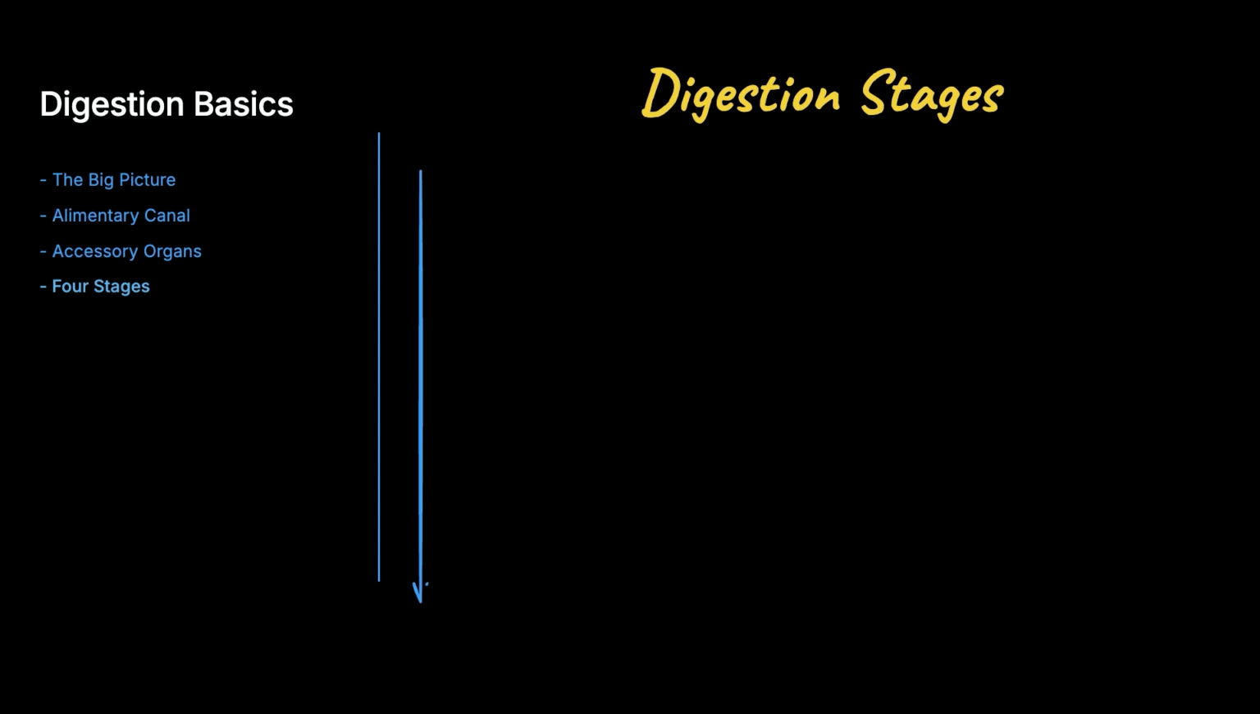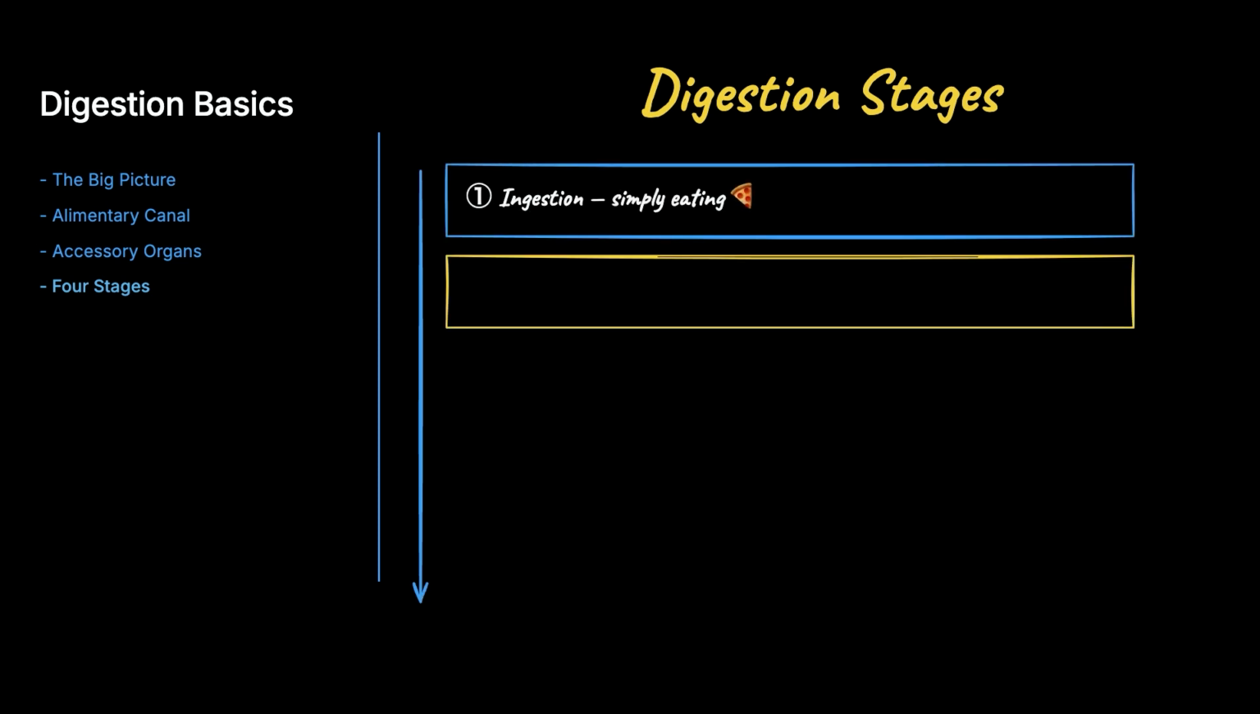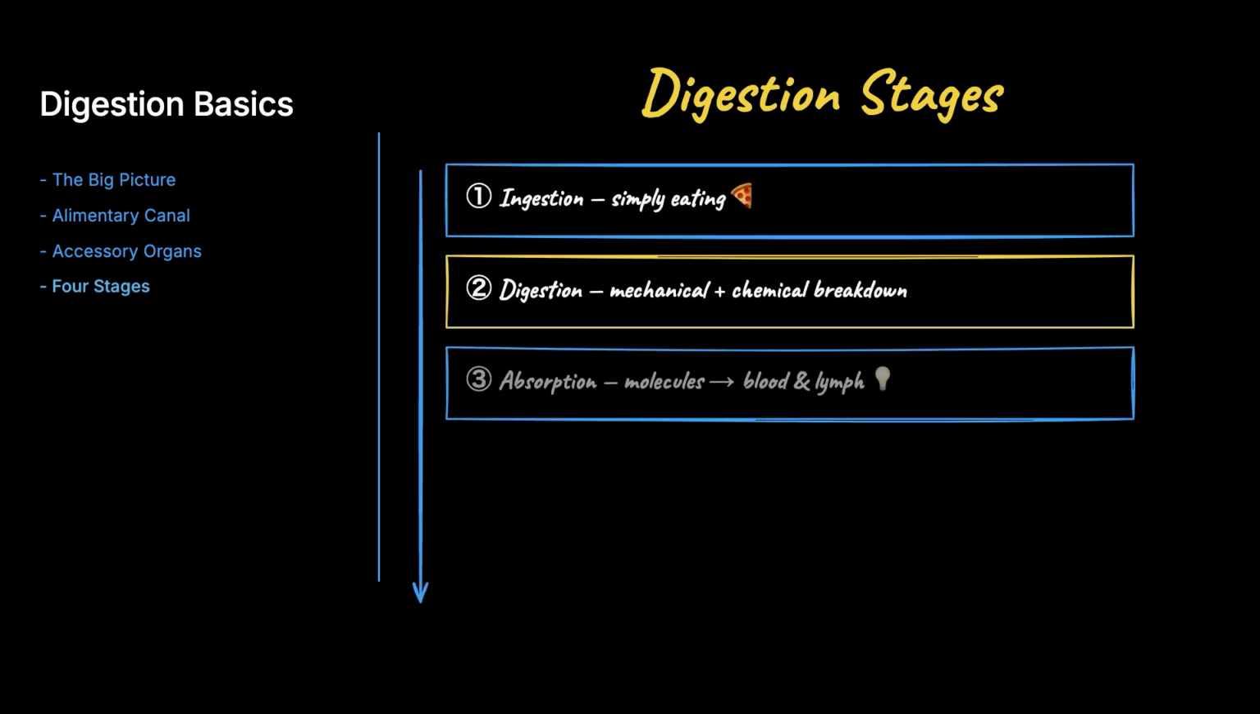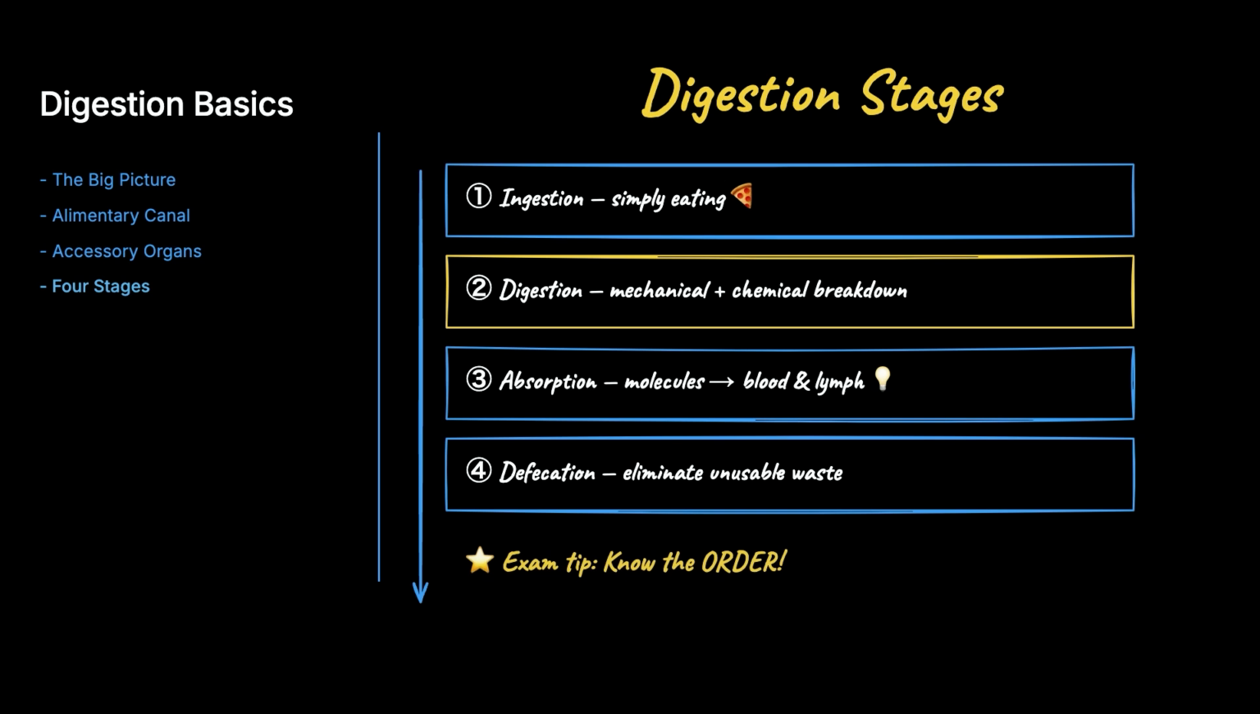Digestion happens in 4 key stages, and your exam loves their order. First is ingestion, simply eating. Second is digestion, the mechanical and chemical breakdown of food. Third is absorption, where small molecules pass into your blood and lymph. And fourth is defecation, the elimination of whatever cannot be used.